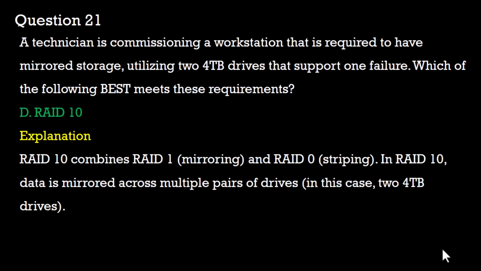In RAID 10, the data is mirrored across multiple pairs of drives. In this case, for the scenario, we have two 4 terabyte drives. Now, this provides redundancy and also performance benefits, because when one drive fails, it can be tolerated because there's another drive that it can switch to, and also the performance benefits are there, so it provides striping across the mirrored sets.